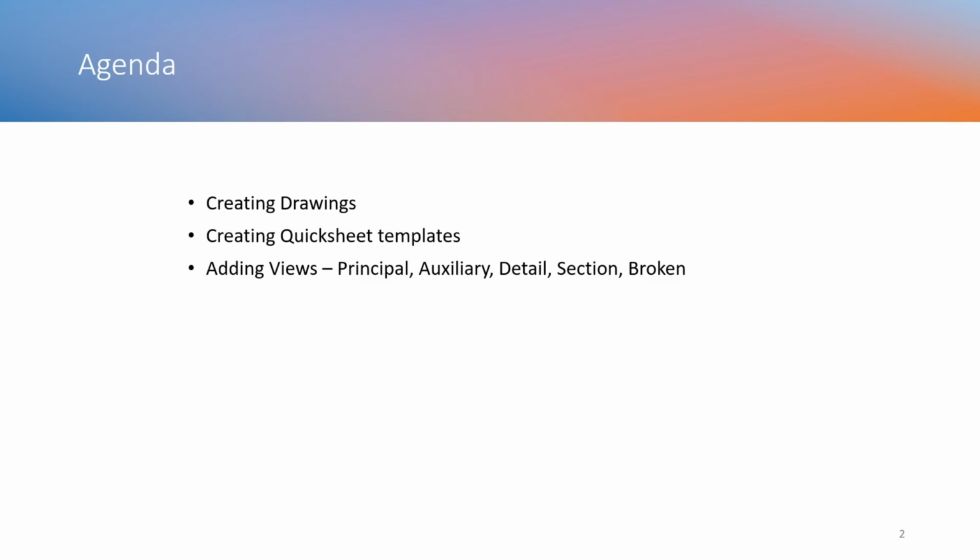So for today's agenda, we will start with creating some drawings in Solid Edge. Then we'll take a look at what exactly quicksheet templates are and how you can utilize them in Solid Edge. Later on, we'll take a look at some of the different ways in which you can place the auxiliary views, principal views, detail views, section views, and broken out section views. Then how you can create dimensions and annotations inside Solid Edge, and some of the drafting enhancements that were introduced in some of the recent versions.